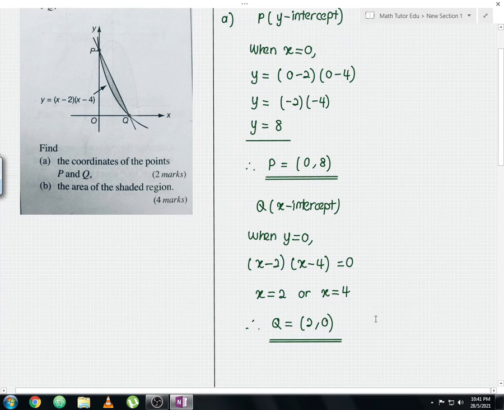Alright, let us proceed our discussion for the question part B now. For the question part B, we are required to find the area of the shaded region, which in this case, this is the area of the shaded region, guys.